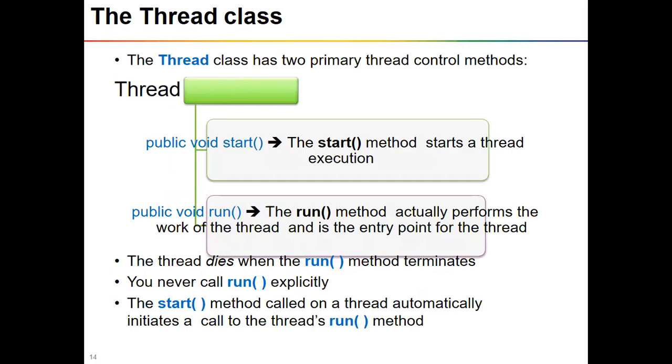The following are the important methods available in the Thread class. The very first method is the start method. It is used to start the execution of the thread. The next method is the run method. It is used to perform an action for a thread. Actually, it performs the work of the thread, and it is the entry point for the thread. The thread dies when the run method terminates. You never call the run method explicitly. Whenever the start method is called, the run method will be invoked automatically.